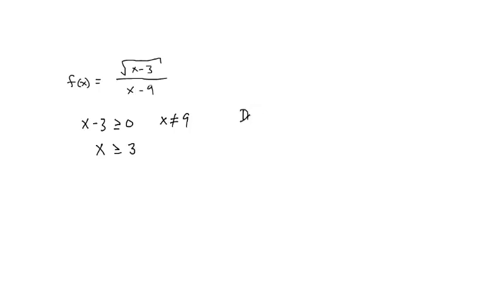So our domain is going to be 3, and we're going to use a bracket because we can include it, to 9 union 9 to infinity.